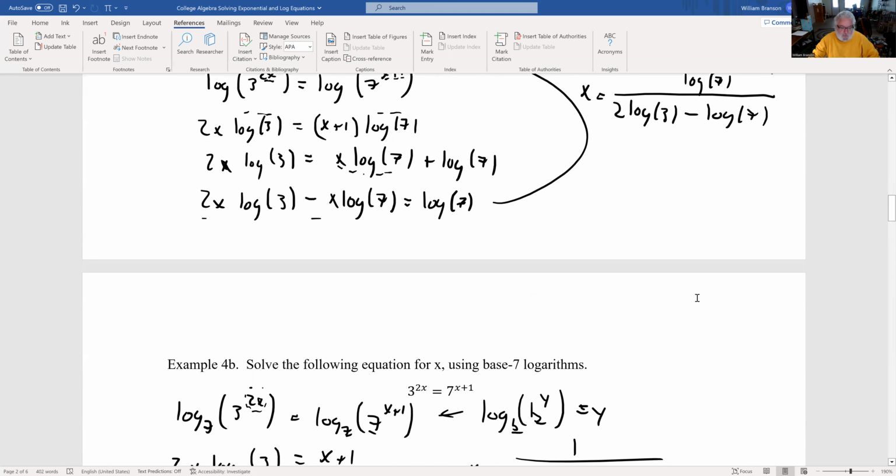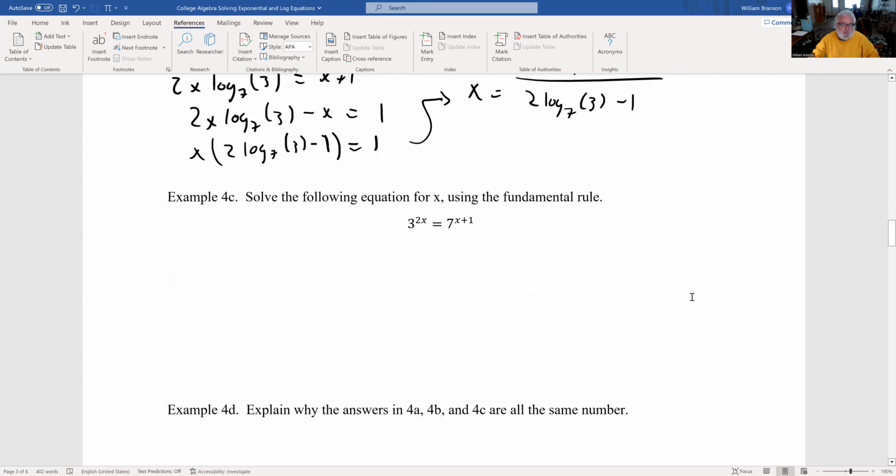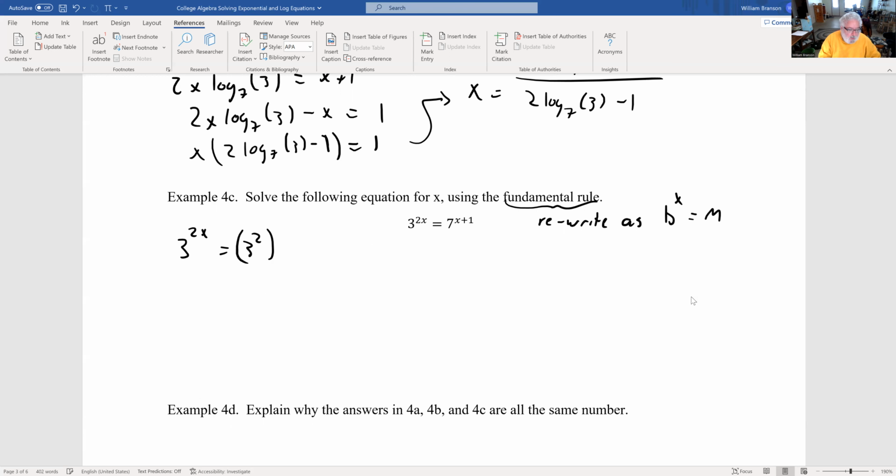And then finally, you can solve this using the fundamental rule, but we need to be able to do this, we need to rewrite this as a base raised to the x equals m. We don't have that yet, but we can do a couple of things to prep it into that form. 3 to the 2x is 3 to the 2 quantity to the x, right? Because these are multiplied together, so we can stack them like that. That's the same thing as 9 to the x.